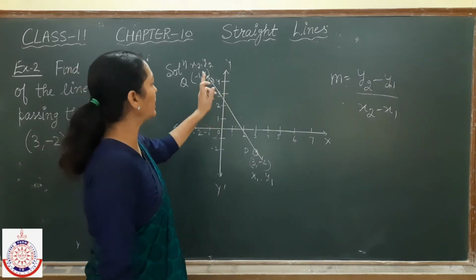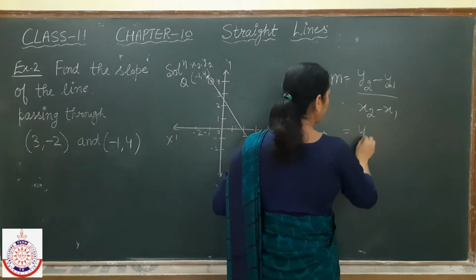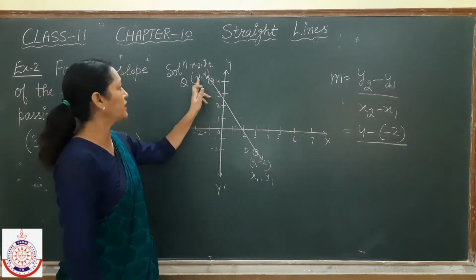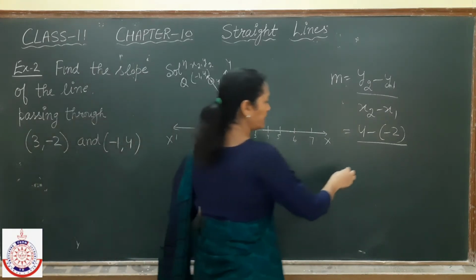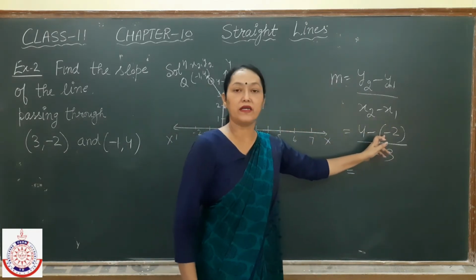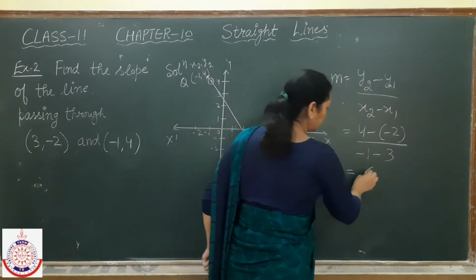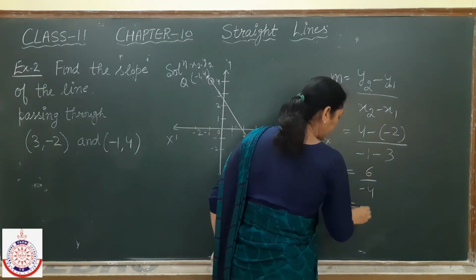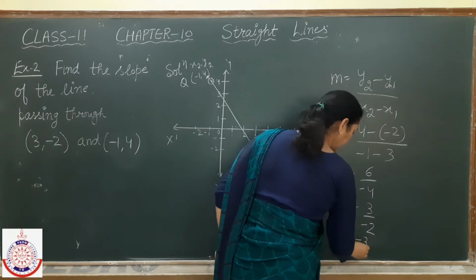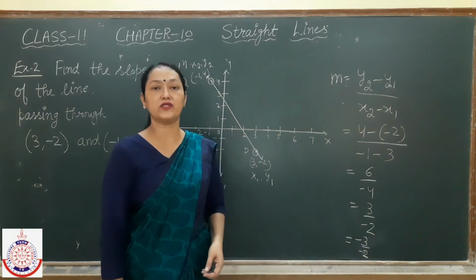Then fill in the formula: 4 minus 2 upon x2 minus x1, minus 1 minus 3. So what we have obtained? Minus and minus plus. So 4 plus 2 is 6, 6 upon minus 4. After cutting by 2, we have got 3 upon minus 2, and we can't leave minus sign in the denominator. So answer is, slope of the line is minus 3 upon 2.